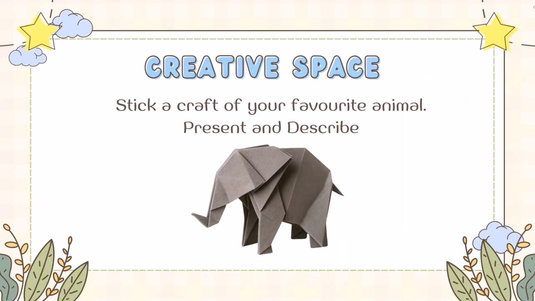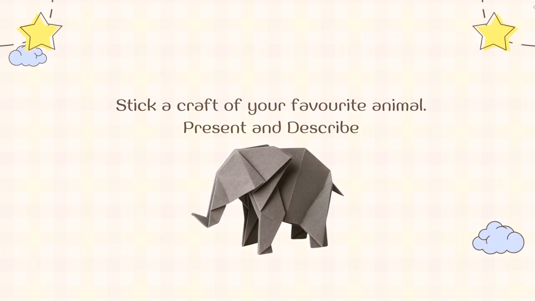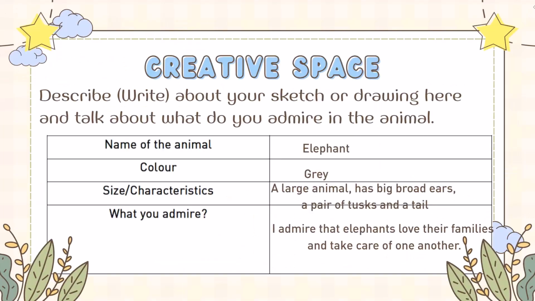In the creative space, stick a craft of your favorite animal and you can present it and describe the same. In order to describe them, you can use the following template. Name of the animal, here elephant, the color is grey, and the size and characteristics, that is a large animal which has broad ears, a pair of tusks and a tail. And what do you admire? I admire that elephants love their families and take care of one another.